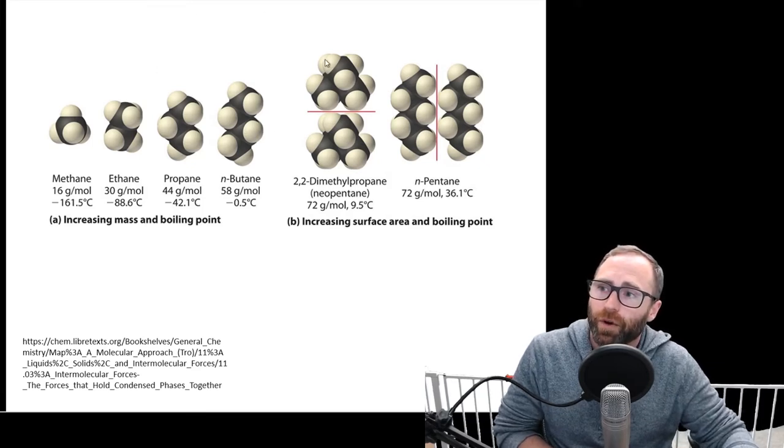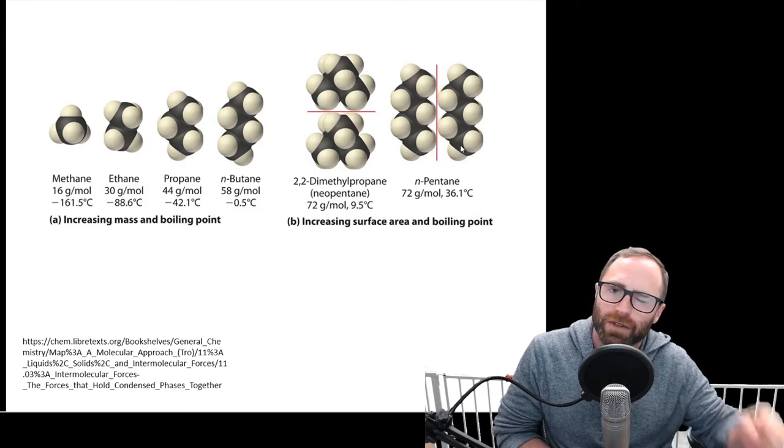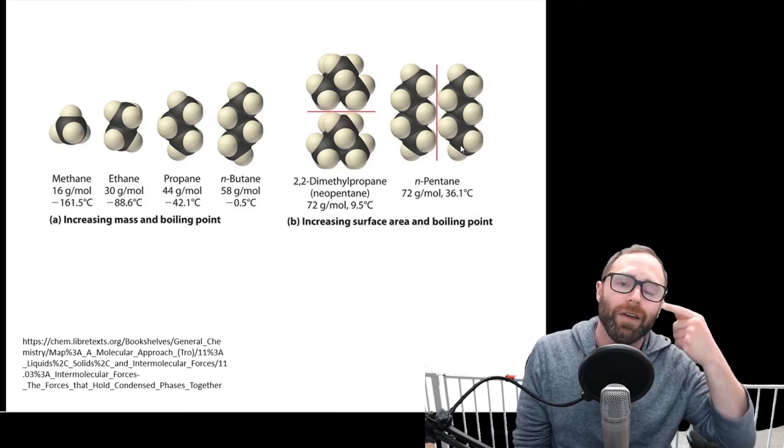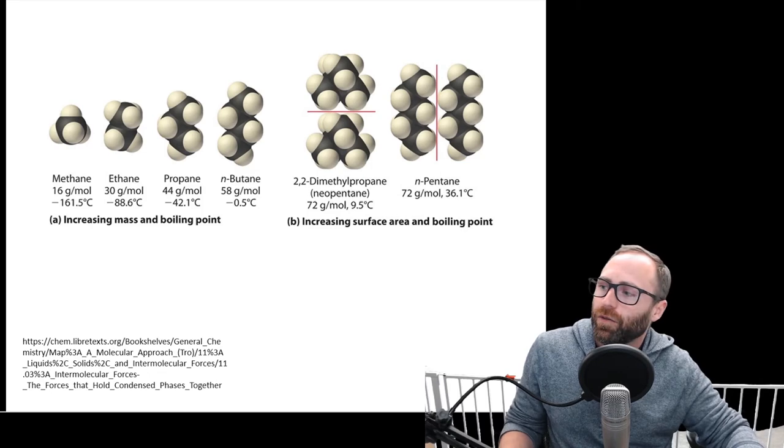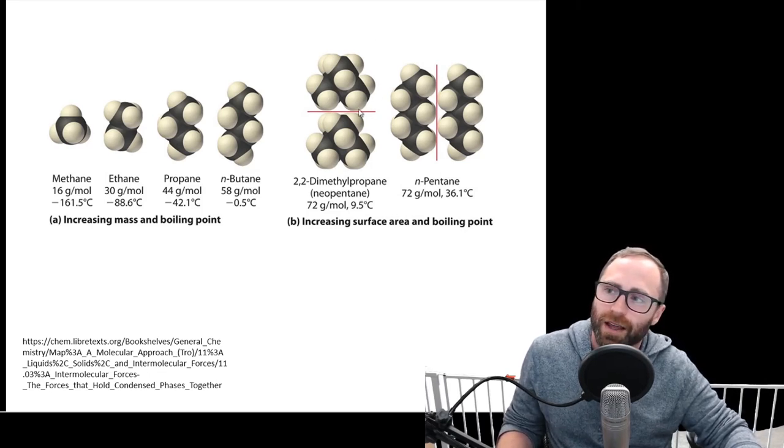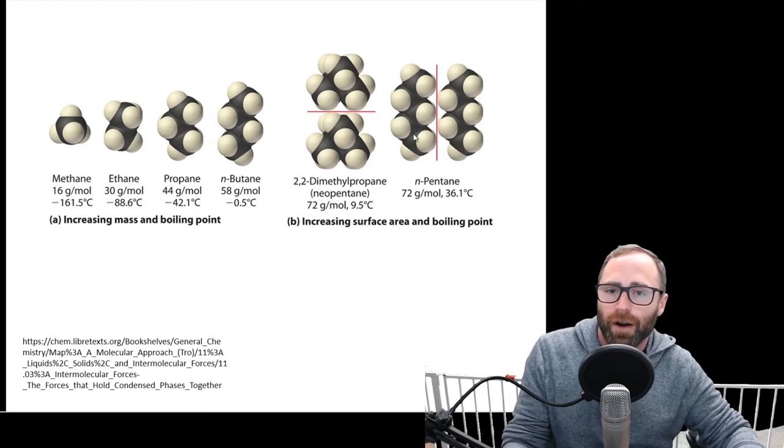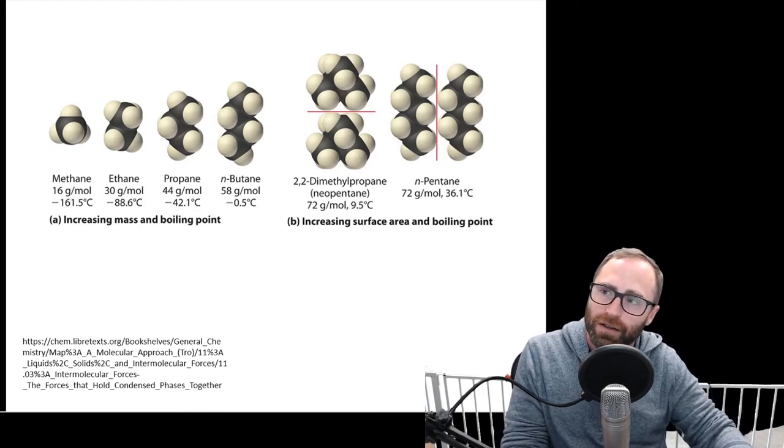this dimethyl propane, you can almost think of this thing as being like a baseball shape. It's just a big ball, whereas the N-pentane is more cylindrical, like a pencil or a rod. It's harder to get two rods to slide past one another than it is to get two baseballs to slide past one another. The more surface area you have so that the molecules can interact with one another, the stronger the interactions will typically be, and the higher your boiling point will be.